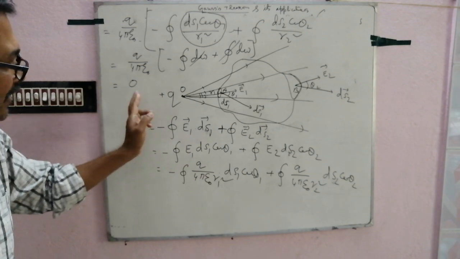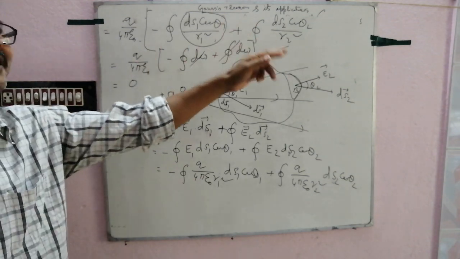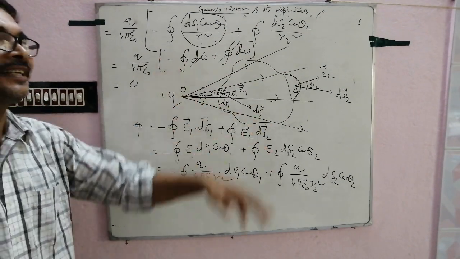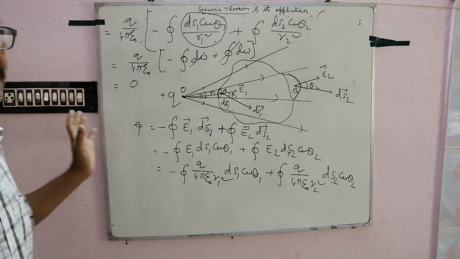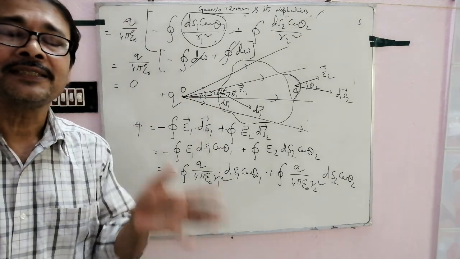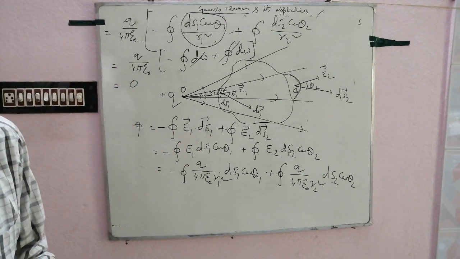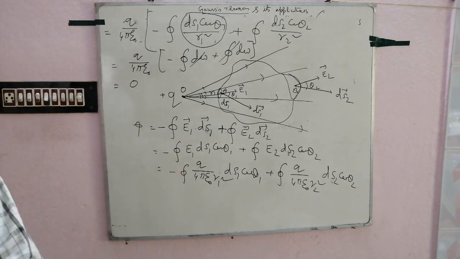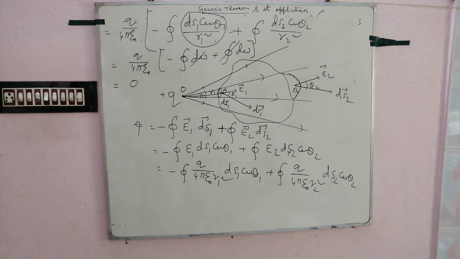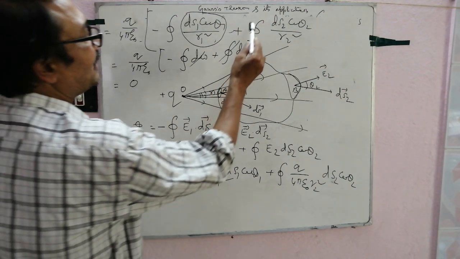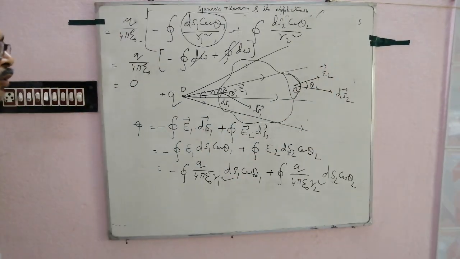Follow, if the charge is outside the Gaussian surface, if there is no charge inside the Gaussian surface, the total flux linked with the Gaussian surface is nil. We can prove it easily. Note it. Now we shall discuss the different types of application of Gauss's theorem.